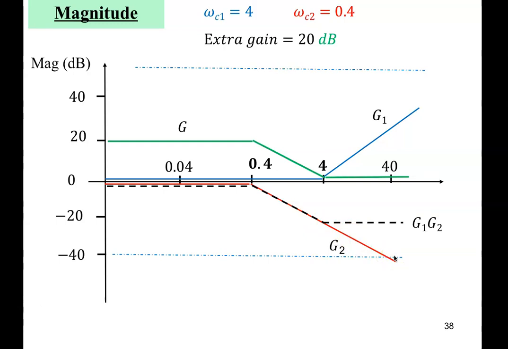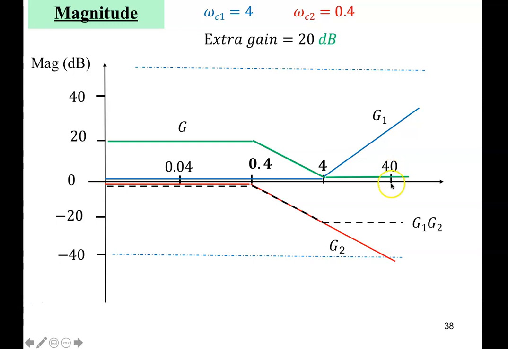To find the magnitude plot for G1 times G2, I need to add the 2 up, G1 to G2. Okay, so I'm going to start from the left. Blue is 0, red is 0, so I have 0 here. This frequency, blue is 0, red is 0, so it's still 0. So I'm going to link them up with a black dotted line. At 0.4, blue is 0, red is 0, so I'm going to link it up. At 4, blue is 0, red is minus 20, so I get minus 20. So I'll put a dot there, connect that back to this 0.